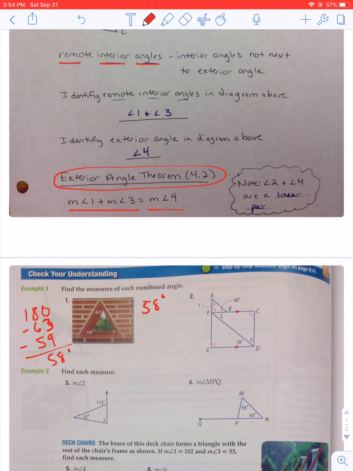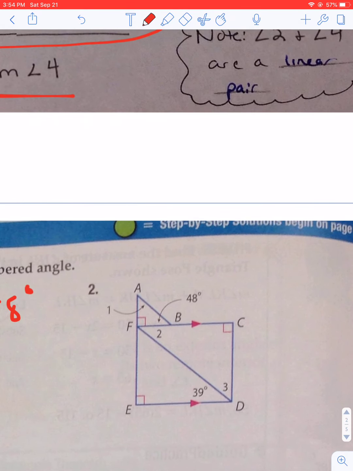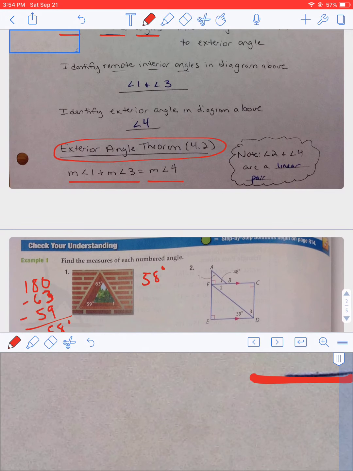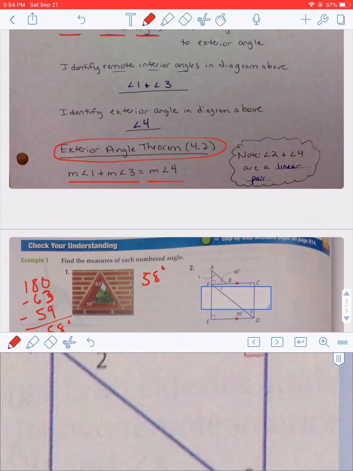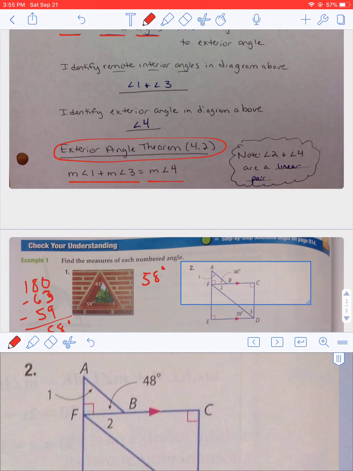All right, the next one we're going to do on page 250 is number 2. So this one's definitely more complicated, and they want us to find the measures of each numbered angle. Okay, so we've got several. We've got 3, in fact, that we need to find. So let's work on that. So I'm going to enlarge this a little bit, and let's focus on number 1.